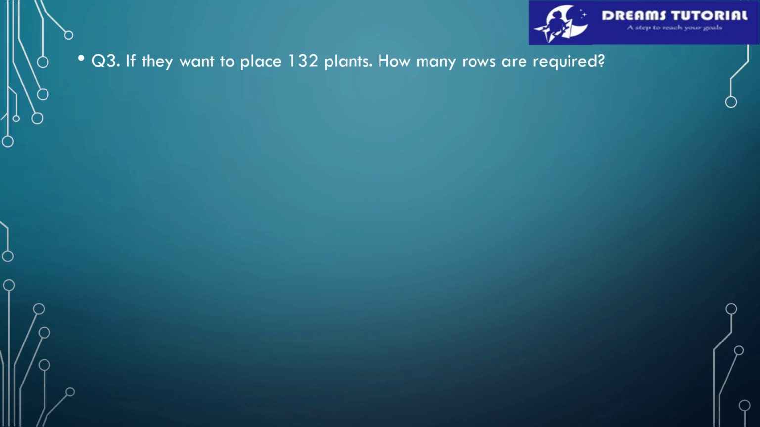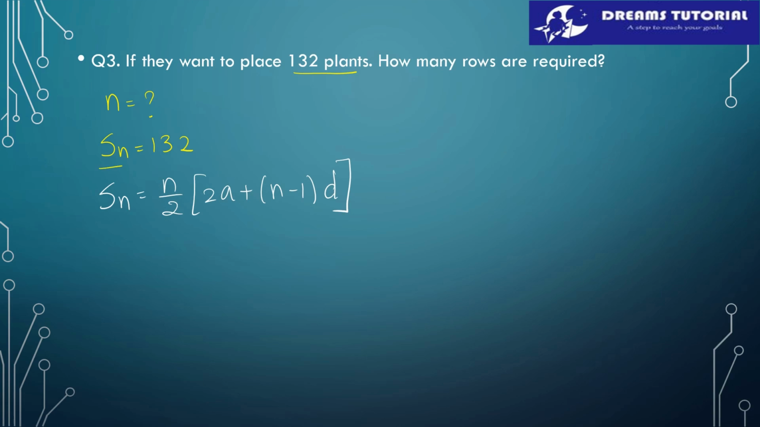Here is question number 3, which says: if they want to place 132 plants, how many rows are required? That means we have to find the value of n. We are given the sum of plants to be equal to 132, that means Sn is given to be 132. So how do we proceed in finding the value of n? We can use our Sn formula that we all know. Sn is equal to n by 2 into (2a + (n - 1) d). Once you write the formula, we can substitute the corresponding values. Sn is already known to us to be 132. This is equal to n by 2 into (2 into a value, which is 2, plus (n - 1) into d value, which is already known as 2).